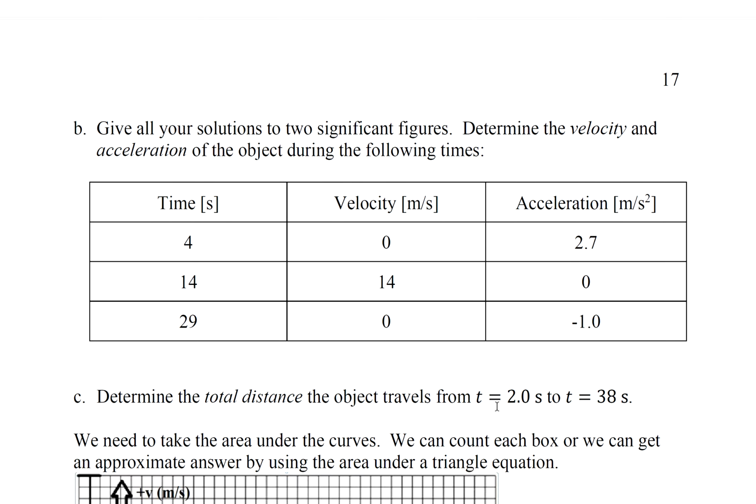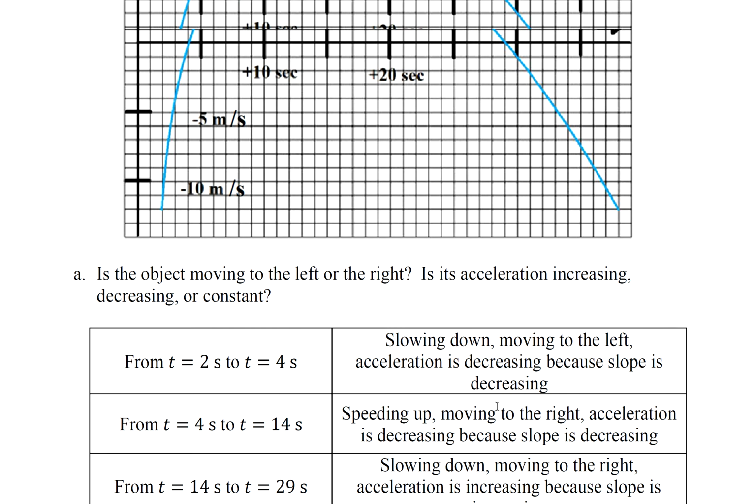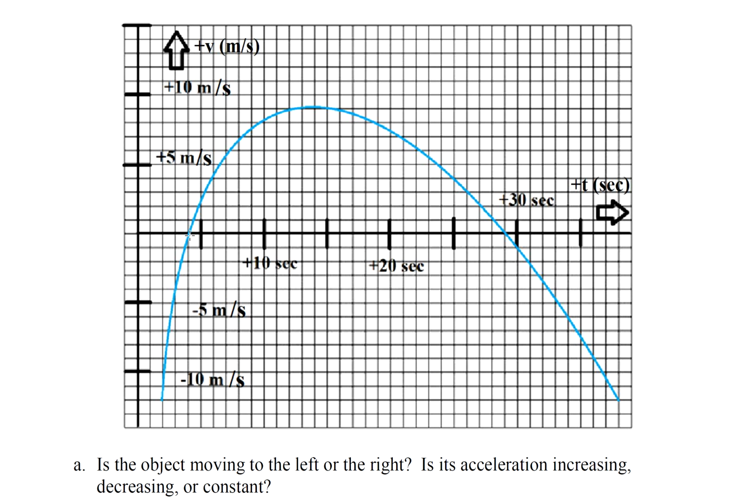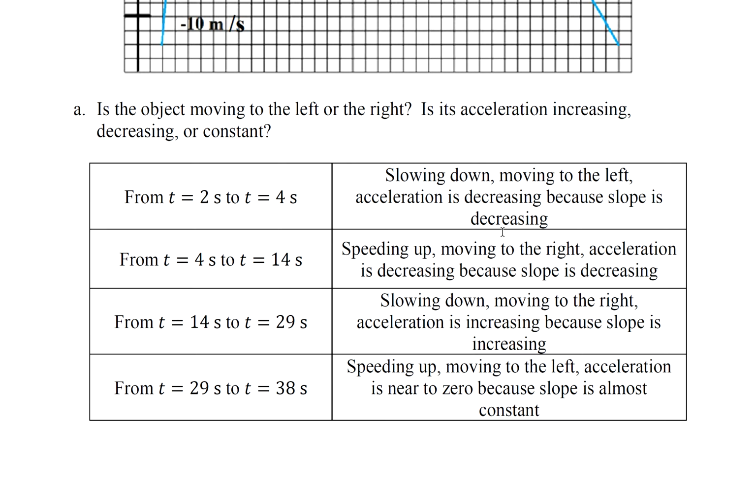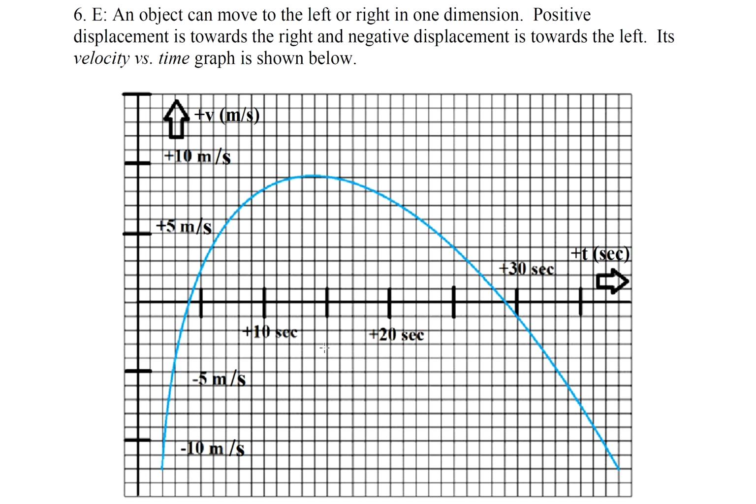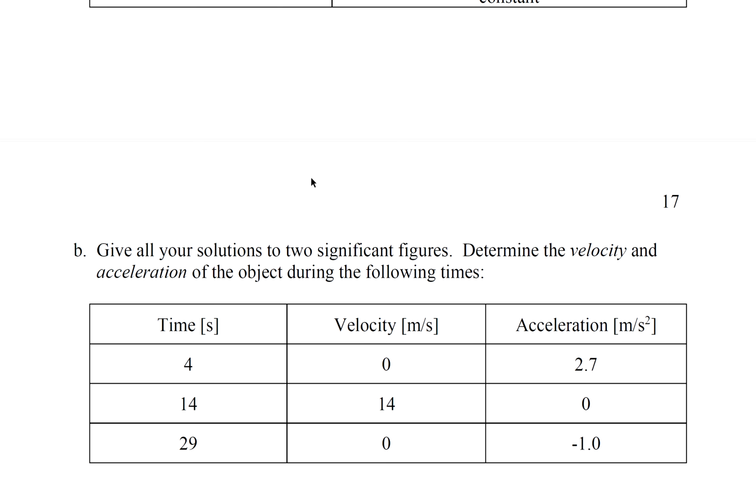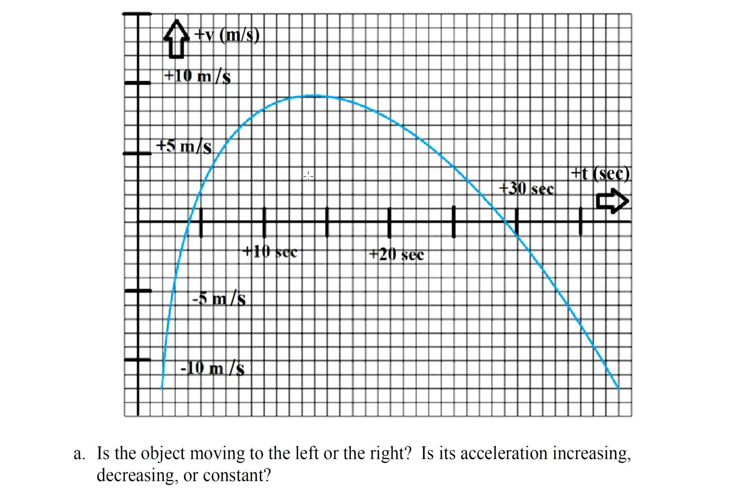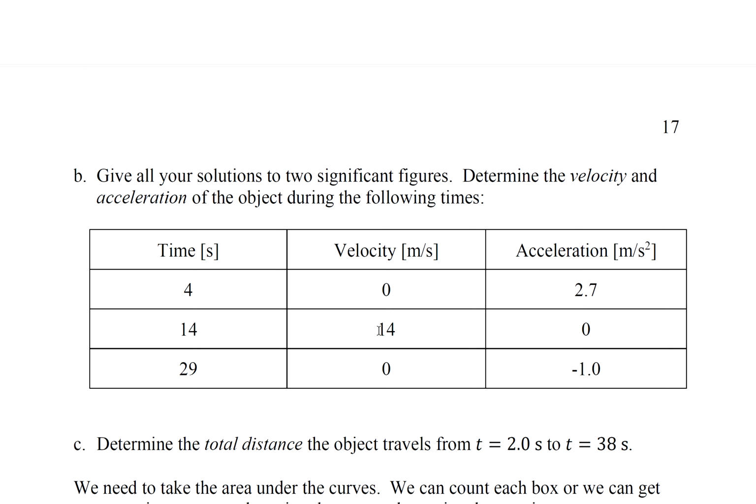Part B, determine the velocity and acceleration of the object during the following times. Remember, the velocity you could just read from the graph, and the acceleration you could just take the slope. So at 4 seconds, the velocity is 0. At 29 seconds, the velocity is 0. And at 14 seconds, the velocity is about 9. There's a mistake. At 14 seconds, the velocity should be 9. So this should be the number 9.